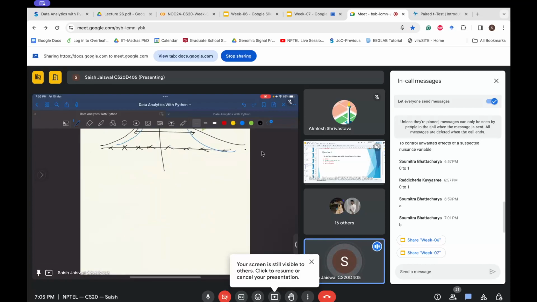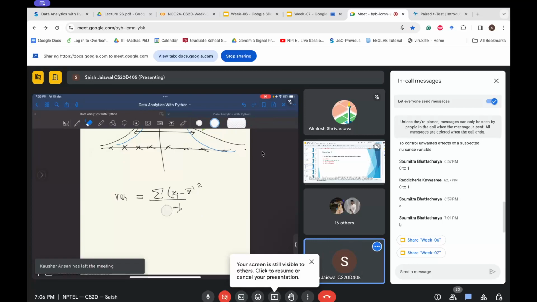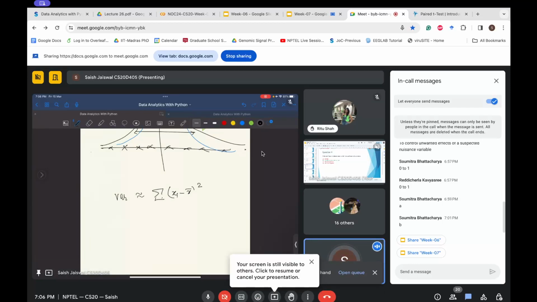How is variance defined? Variance is the summation of xi minus x bar whole square divided by n minus 1. Okay, so forget about this particular part, the denominator. So variance is approximately xi minus x bar square.